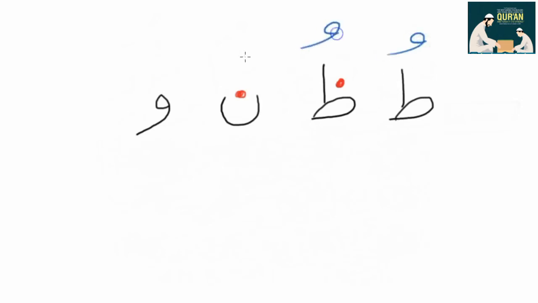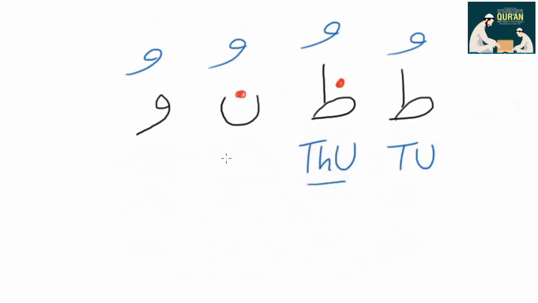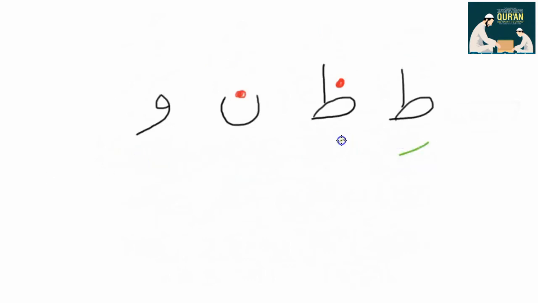Let's try it with a dhamma then. So have a go. Tu. Tu. Dhu. Dhu. Nu. Nu. And wu. Wu. So tu, dhu, nu, wu.